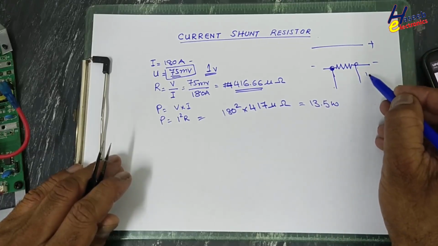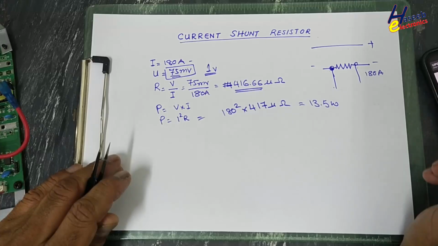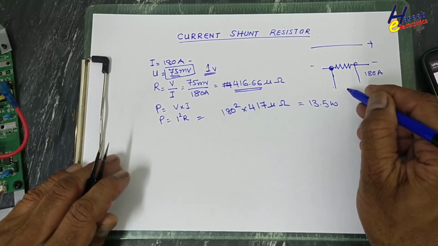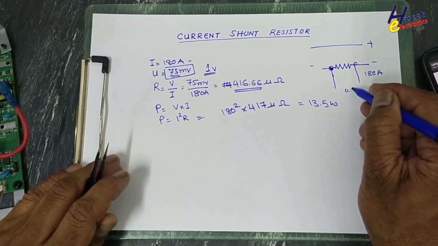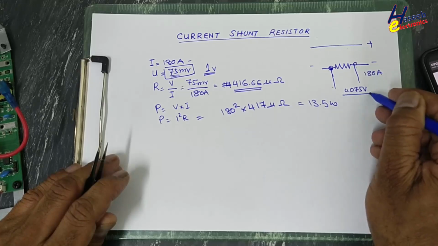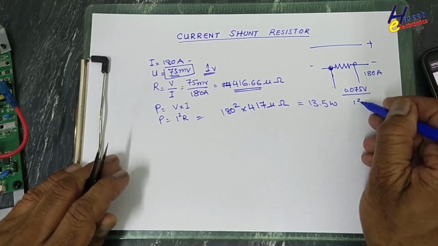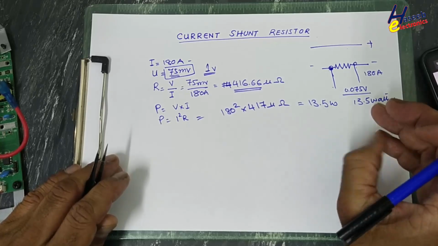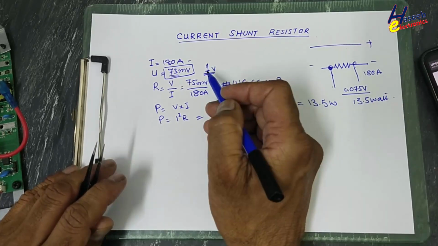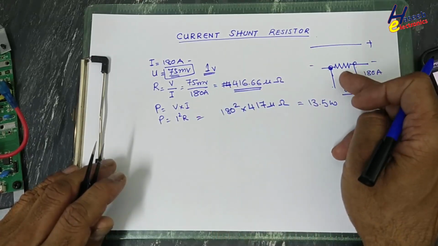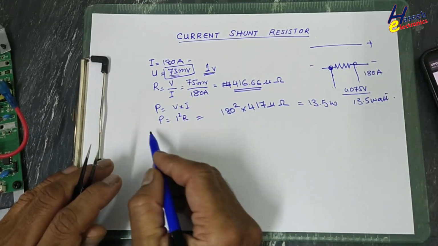At 180 ampere current, if this resistor value is there, 0.075 volt at full current gives 13.5 watt, that is a large amount of power. If we say 1 volt, then the resistor value will increase.